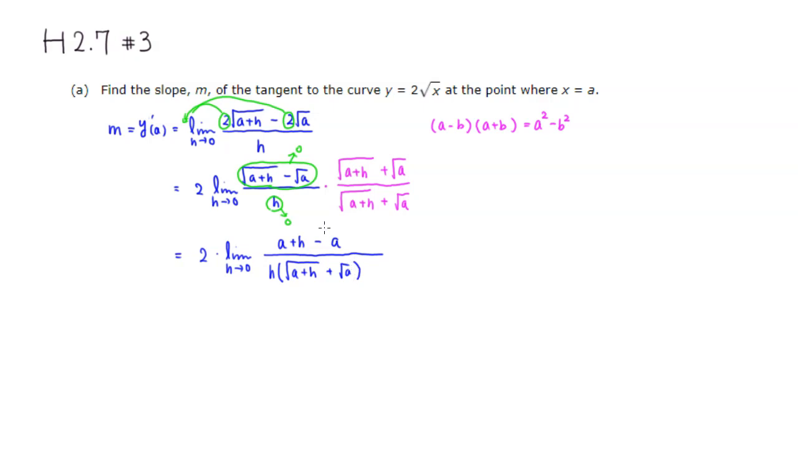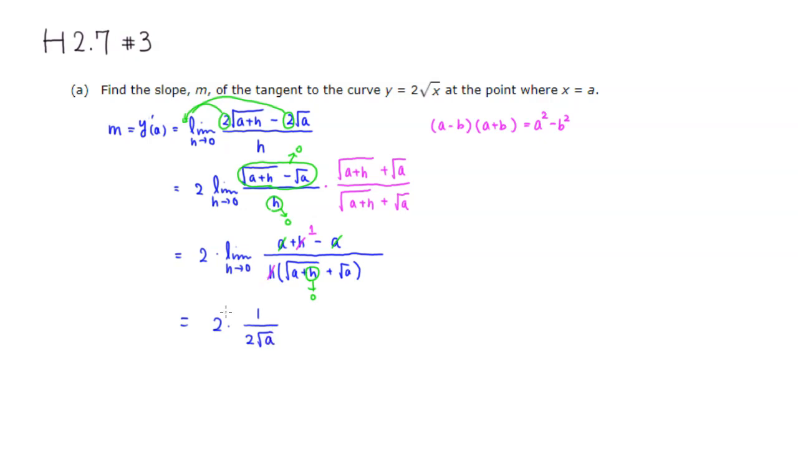Then we can cancel a minus a. We have a common factor on top and bottom as we expected, so h and h cancel out, and you're going to have just 1 on top. Then h is approaching 0, so what you get is a 2 in front, then 1 on top. You basically have square root of a plus 0, which is square root of a, plus another square root of a. So you have 2 times square root of a.